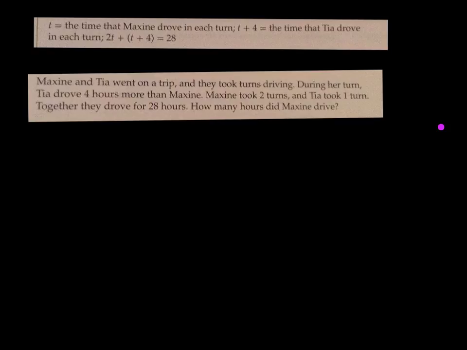And 2t plus t plus 4 equals 28 was their equation, and the t represents the hours that Maxine drove, as you can see, and then t plus 4 equals the time that Tia drove. So they'll probably ask you to make a problem. We won't do an example because that's pretty easy, but yeah.